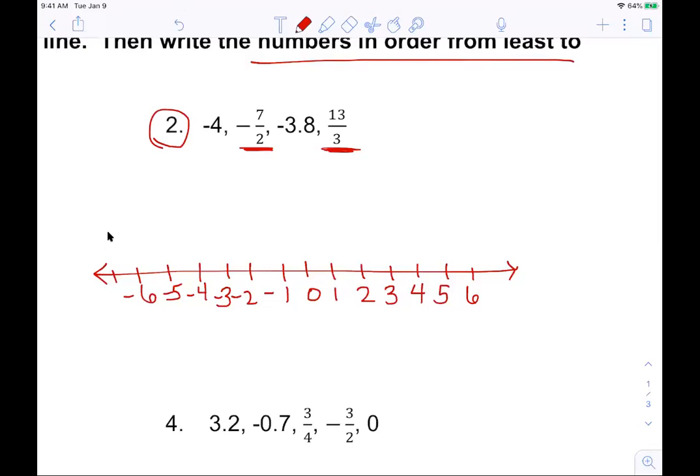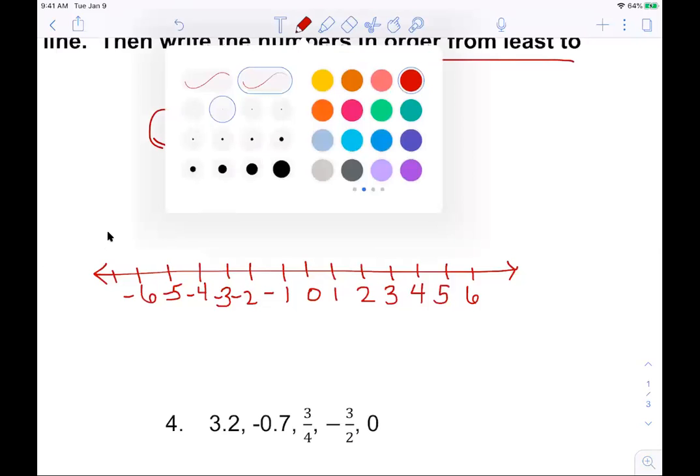Emma, do you have a calculator? Can you tell me what -7 divided by 2 is? Not 5. -3.5. Good. And Emma, since you're still here with me, can you tell me what 13 divided by 3 would be? 4.3 repeated. Nice job. And she said repeated, so you could put a little bar on top. You don't have to. All right, so our number line is ready to go.